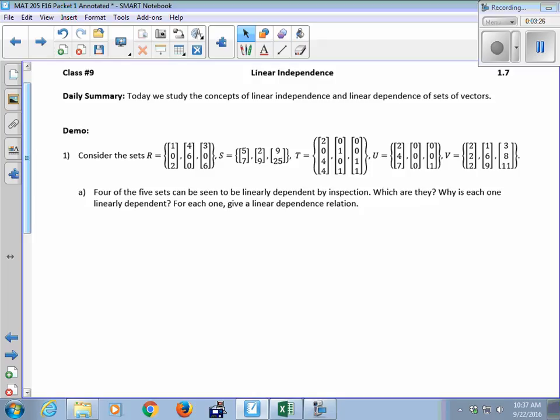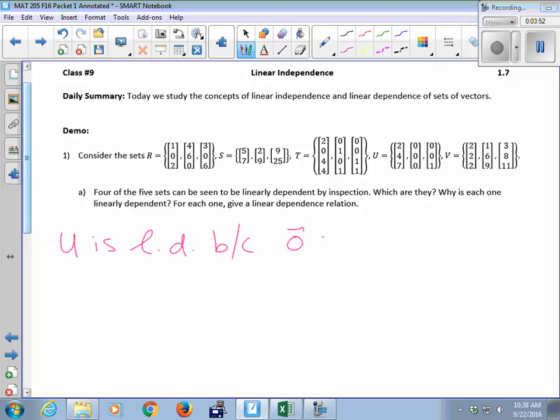Okay, so of these sets, do any of them contain the 0 vector? U, yes. So U is definitely linearly dependent. 4 of these 5 you can identify as linearly dependent without having to really do any math, right? We can use some of the theorems from the book. So U is linearly dependent because the 0 vector is an element of the set. Zeros in there, meaning a vector full of zeros. All right, what's another way of being able to identify linear dependence?